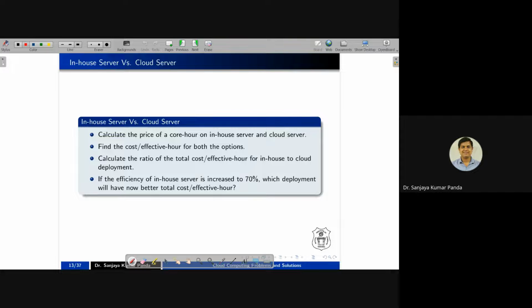Is the problem clear? Is this problem clear to you? Before solving this problem, let me know whether this problem is clear to you or not.